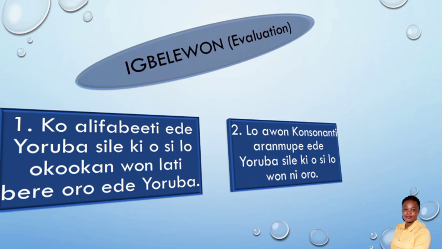Lo àwọn kọ́nsọ́náǹtì àrùnmúpọ̀ èdè Yorùbá. Use the Yoruba consonant nasal sound. Then kó sì lò wọ́n nínú ọ̀rọ̀. Use them to form words.